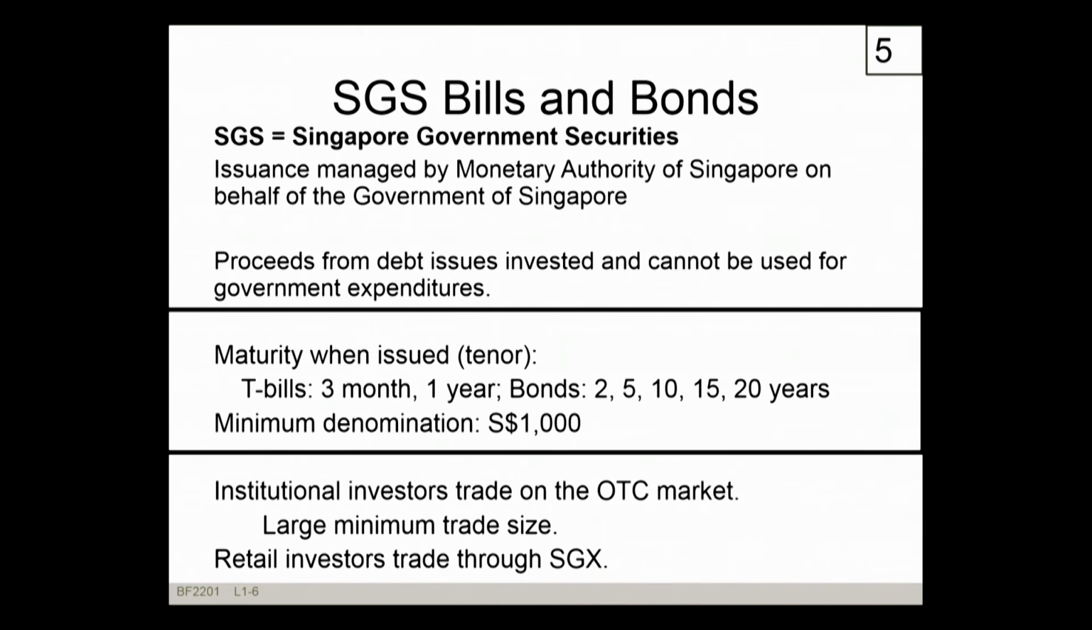They, again, have large minimum trade sizes. So as I mentioned before, minimum trade size on an SGS Treasury is $1 million. So you can trade 1 million, 2 million, 3 million, etc. And it's dominated, again, by institutional investors and is a very commonly used cash management tool by both institutional investors and corporate treasurers. The retail investors would be able to buy Treasury bills through the Singapore Stock Exchange. So they wouldn't necessarily directly participate in this over-the-counter market. Instead, they would buy it through the Singapore Stock Exchange.